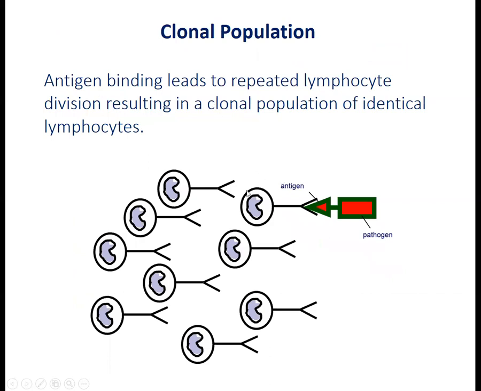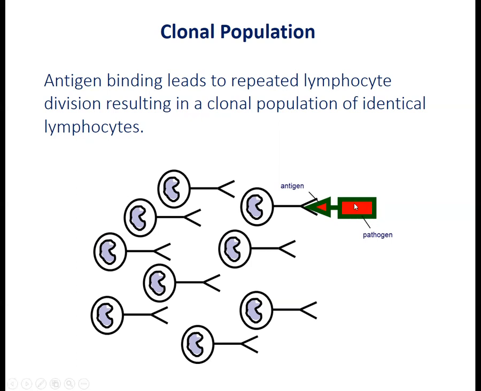And what happens is that lymphocytes, once they bind with their receptors to the antigen, they then undergo what's called clonal population. So a clone is an identical copy. So what happens is that the lymphocytes start to divide, reproduce, if you like, and produce a huge army of identical lymphocytes with the same shaped receptor specifically for this particular antigen on this pathogen.